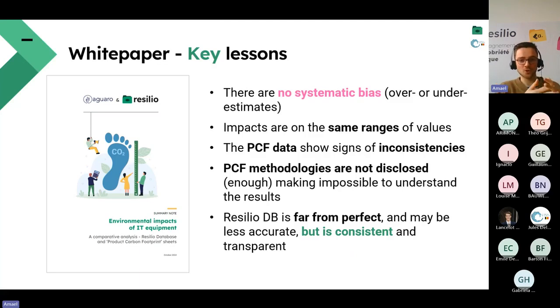So looking back to our objective, going efficiently in the right direction, it looks like parametric LCA is a good compromise as it provides roughly the same range of values, no large mistakes, no systematic bias, but it comes with consistency, the widest catalog of data, and transparency.